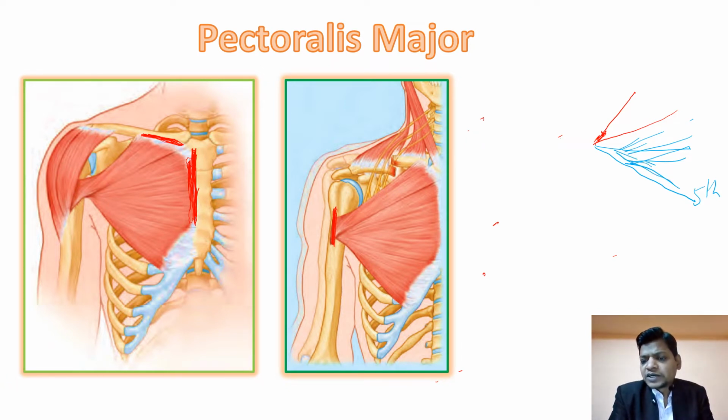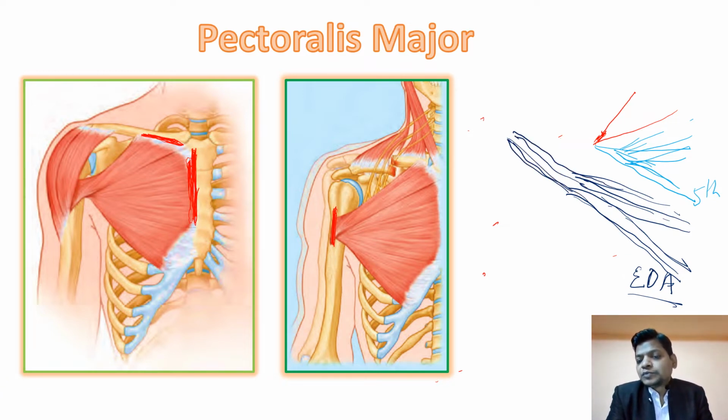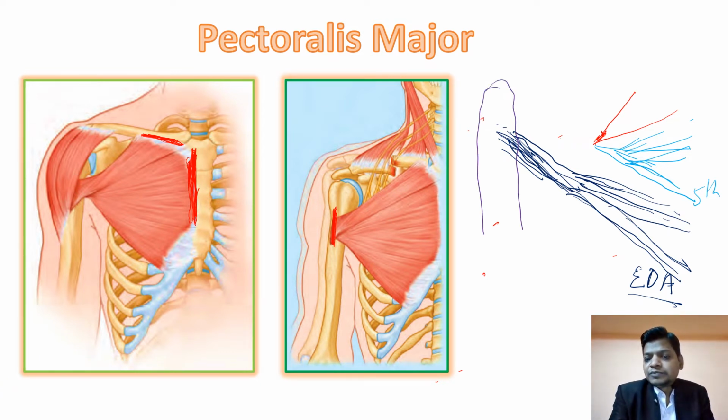Now the lowermost fibers come from the sixth costal cartilage and also from the aponeurosis of the external oblique abdominis. Below is the external oblique abdominis muscle, and some of the fibers also come from its aponeurosis. These lower fibers insert higher up, forming the posterior lamina of the pectoralis major muscle near the insertion, on the lateral lip of the bicipital groove.